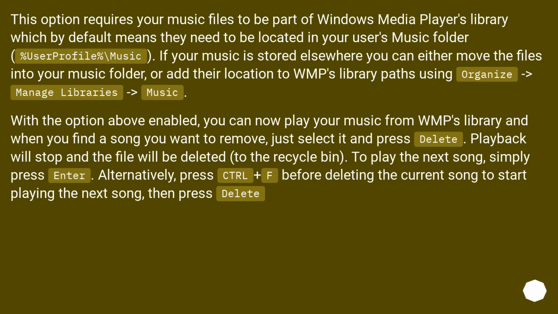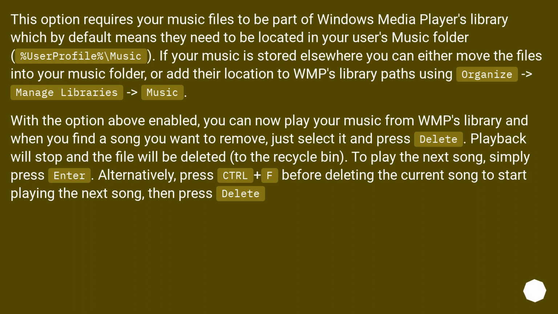This option requires your music files to be part of Windows Media Player's library, which by default means they need to be located in your user's music folder, %userprofile%\music. If your music is stored elsewhere, you can either move the files into your music folder, or add their location to WMP's library paths using Organize > Manage Libraries > Music.